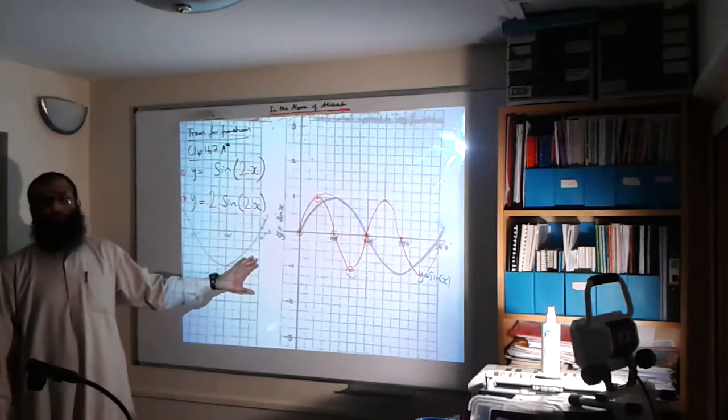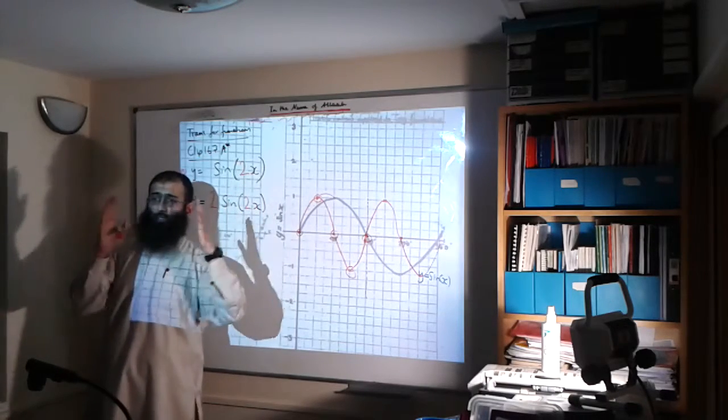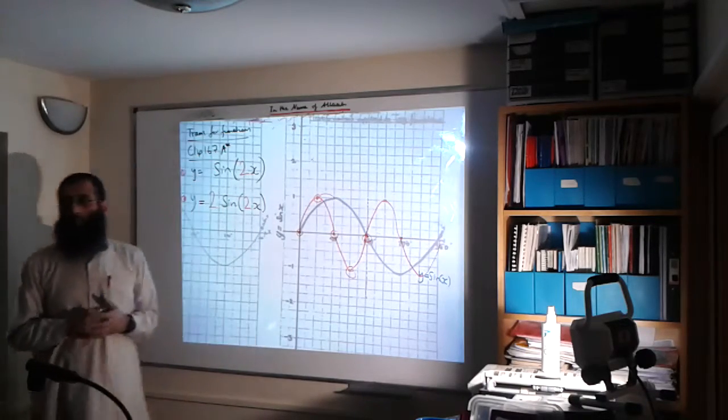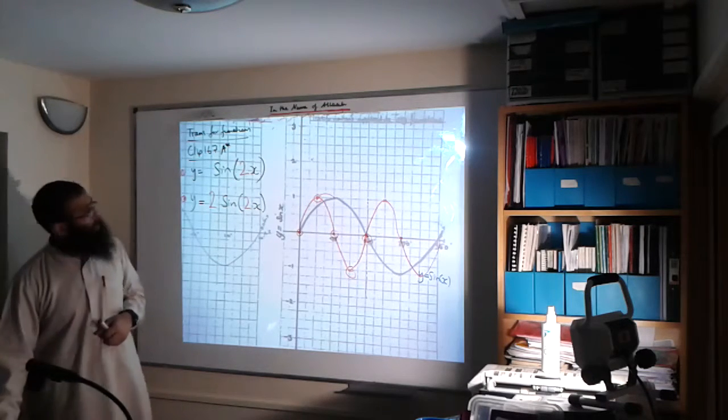So the sine function, which is in blue, has been squashed along which axis? Along the x-axis, it has been squashed in to give us the red curve. So the red curve is what?